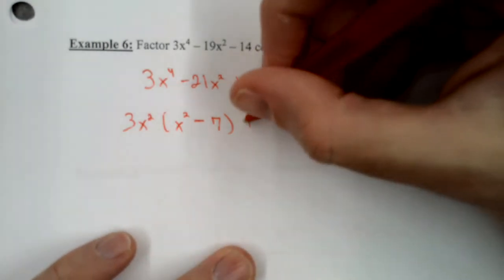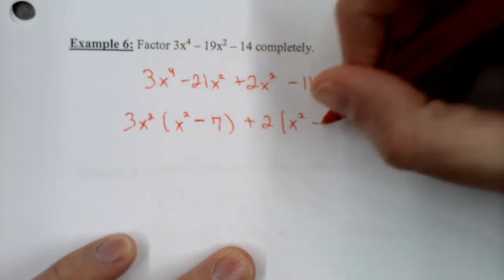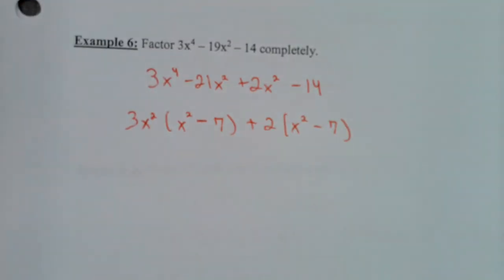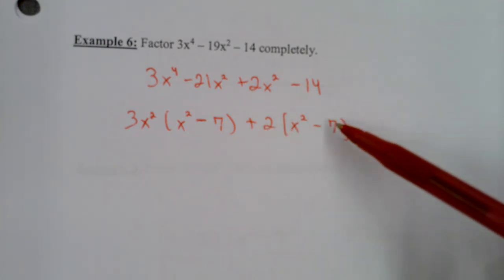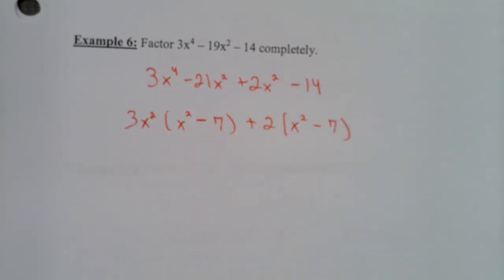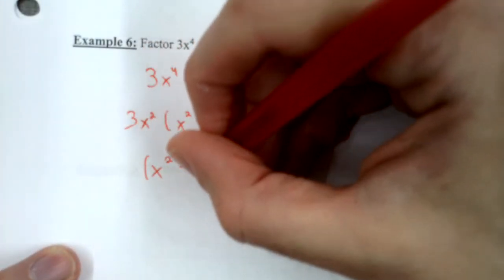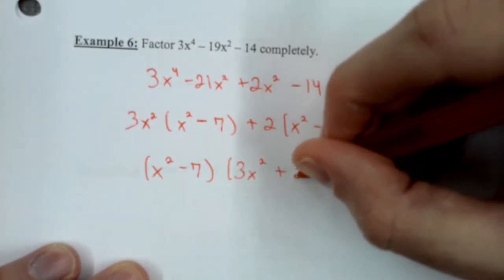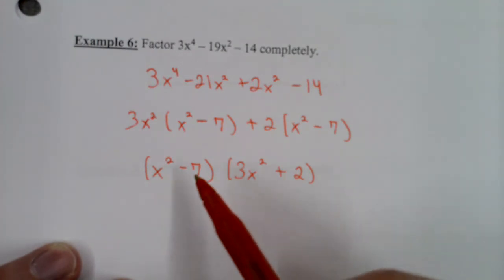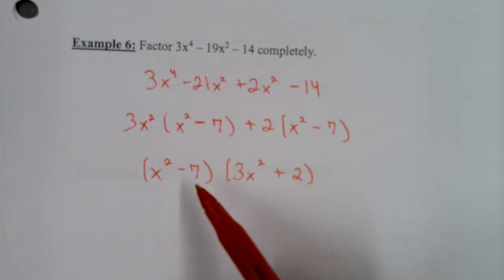The second group has a GCF of 2. Factor that out, and it leaves me with x squared minus 7 in parentheses, because 2 times x squared is 2x squared, and 2 times negative 7 is negative 14. Now the parentheses match, so factor that out to the beginning. X squared minus 7 comes out to the beginning, and everything left over comes in the second set of parentheses, in this case 3x squared plus 2. Check to make sure that's not the difference of two squares, and it's not, so this is my final answer.